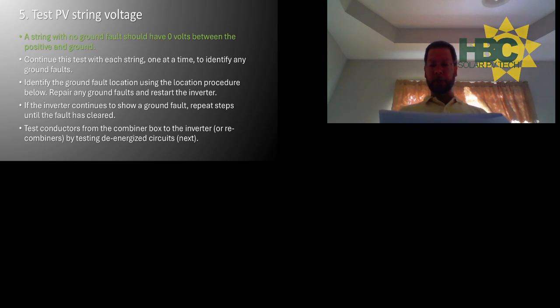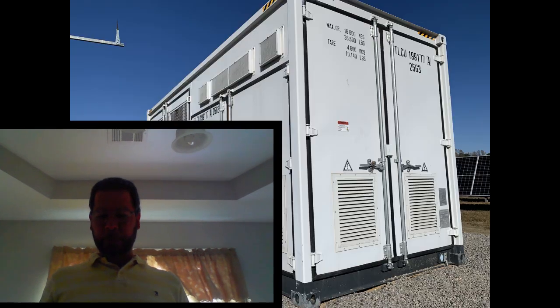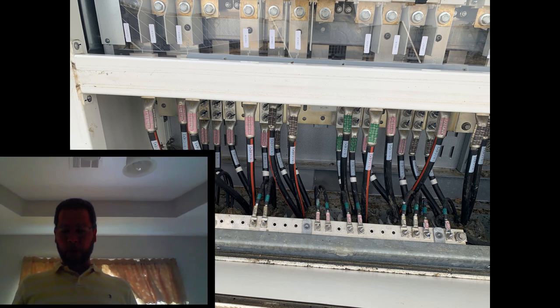You may also test the conductors from the combiner box to the inverter or recombiners using the procedure for testing de-energized circuits below. How to test de-energized circuits for ground faults. Ground faults are often present on conductors going from the DC combiner to the inverter. They also occur on the AC side of the system from the inverter to the point of interconnection.